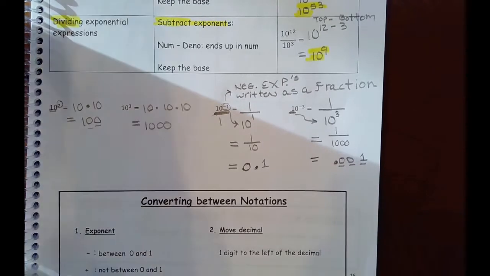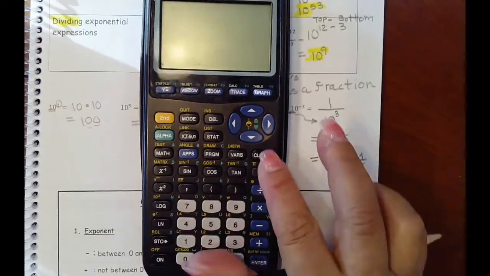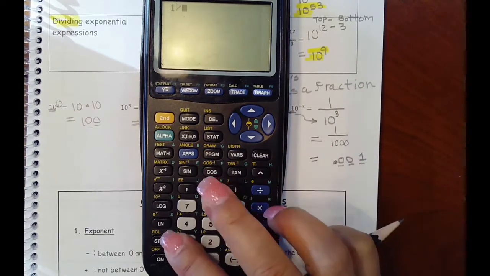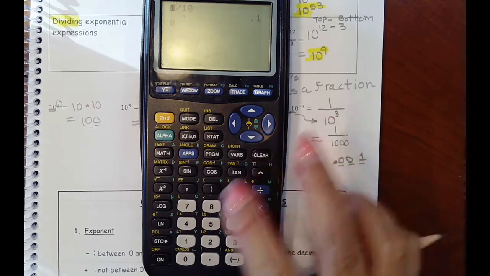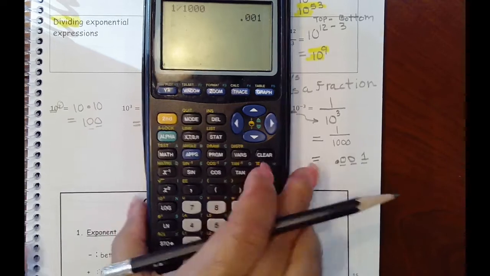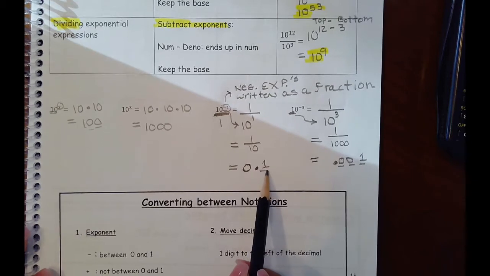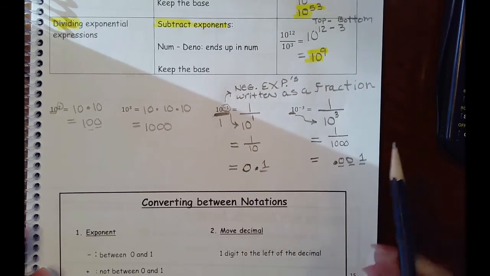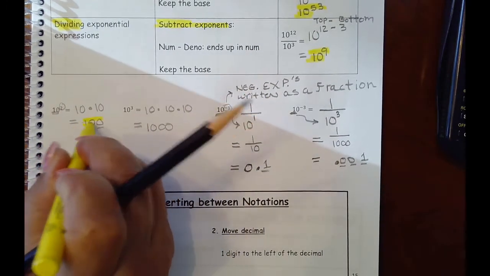And you can put this in your calculator. You know, if you go 1 divided by 10, you get 0.1. If you go 1 divided by 1,000, you get 0.001. If you're trying to do it by hand, that is what this means. A 1 in the tenths place. Well, the first number after the decimal is a tenths place. This is a 1 in the thousandths place. Okay, and so those are your final answers for these 4 examples.